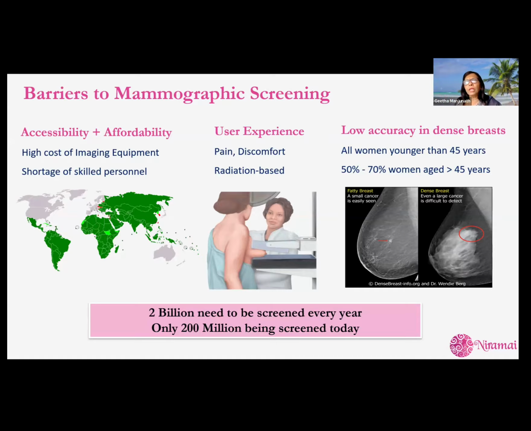And so it affects detection rate. It affects the stage at which it is detected, as I briefly mentioned before. And also there is another issue of what is called dense tissue. So mammography is basically X-ray of the breast.